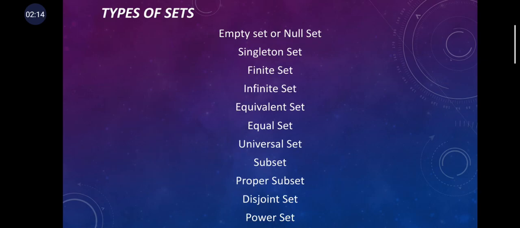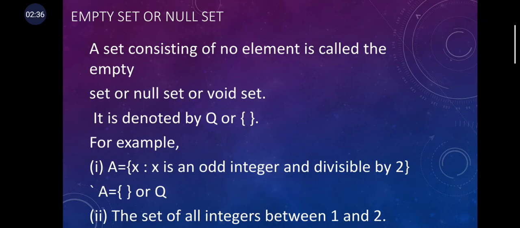Then the topic is types of sets. There are 11 types of sets: empty set or null set, singleton set, finite set, infinite set, equivalent set, equal set, universal set, subset, proper subset, disjoint set, power set. Empty set or null set.